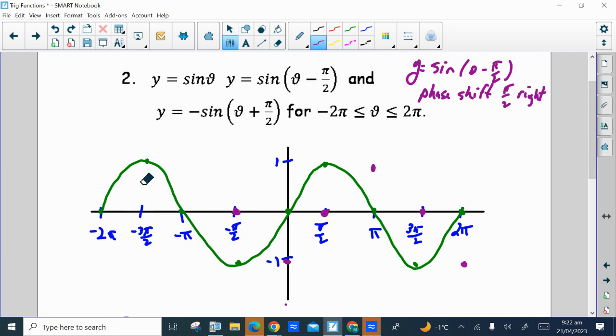So that's what I'm doing here. I'm taking every point and shifting it pi on 2 to the right. This one here is over there. And if we go back to the start here, to finish it off to the left, there's that graph.